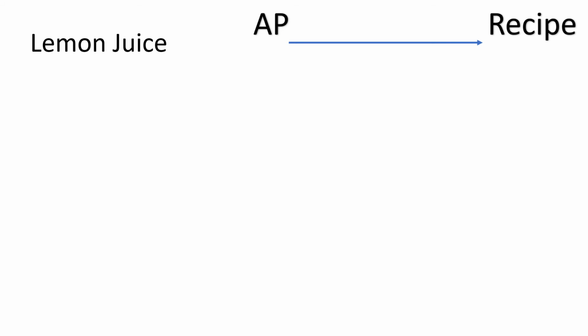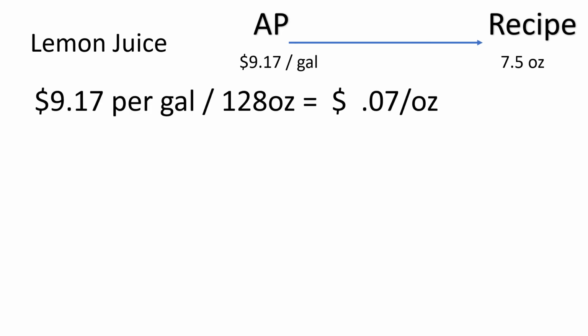All right. So $9.17 per gallon of lemon juice. This comes from our Chef Tech inventory list. We need 7.5 ounces. So $9.17 per gallon divided by, why did I do 128 ounces? That's how many ounces are in a gallon. If you don't know that, you need to memorize that. Okay, so now our units are the same.